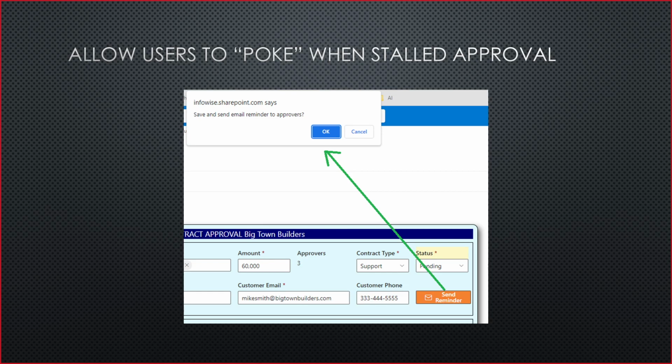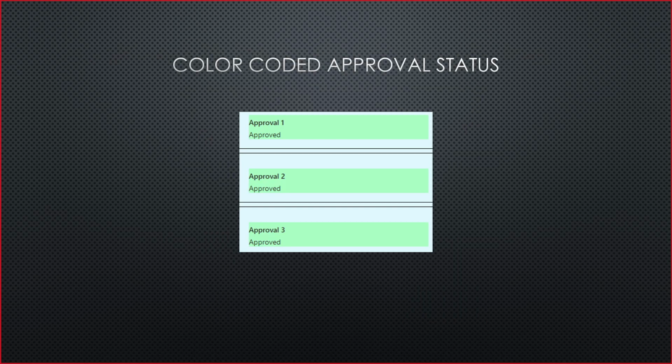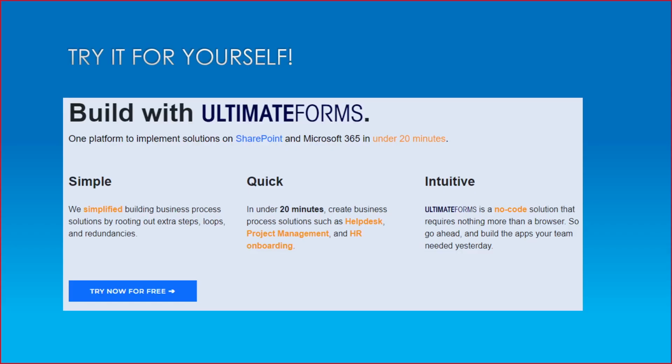I mentioned the problem with stalled approvals, and a way to help eliminate that is to give users the ability to nudge the people who are supposed to do approvals by just clicking on a button in the form that will automatically send out an email to remind them that they're waiting for that approval. And then we want color coding that helps us see when something's approved. So naturally that would be green, or if it's declined, we want that to be pink, that type of thing. So we want to have some color coding to help us know what the status is on the approval process.